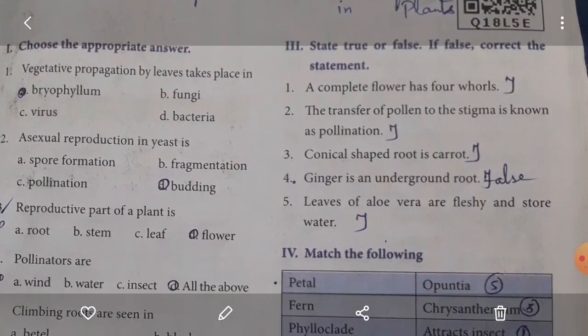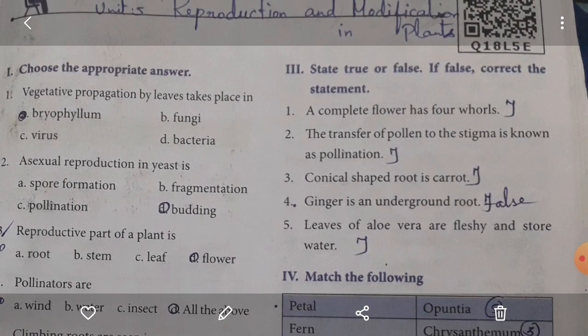Third one, state true or false. First one, a complete flower has 4 whorls. The statement is true. And second one, the transfer of pollen to the stigma is known as pollination. This statement is also true. Third one, conical shaped root is carrot. This is also a correct statement. So the answer is true.